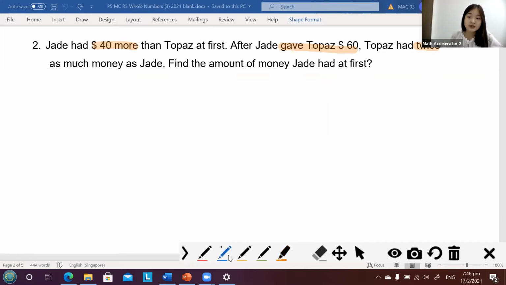So if you realize, it's quite similar, right? Same type of question. So let's draw a model. Jade, Topaz. For those of you who are confident, you know how to apply the strategy from question 1, go ahead, you can try it first. Then you go through it and check your work. For those of you who are still unclear, don't worry, I'll still be going through it step by step. Alright, so let's take a look. $40 more. So let's draw 40 more first, compared to Topaz.